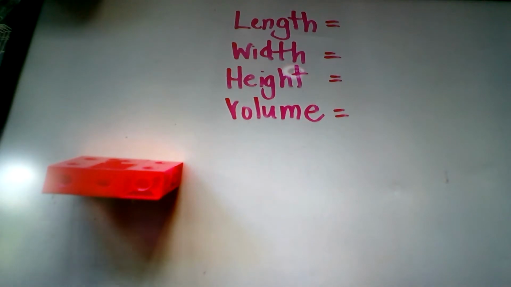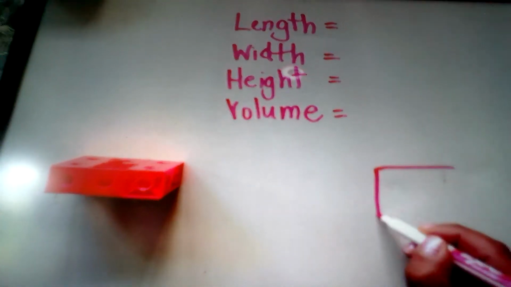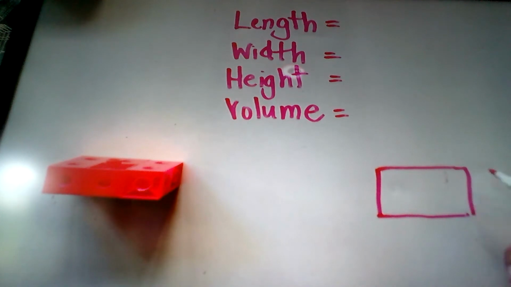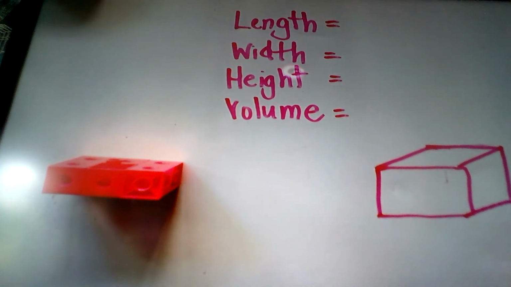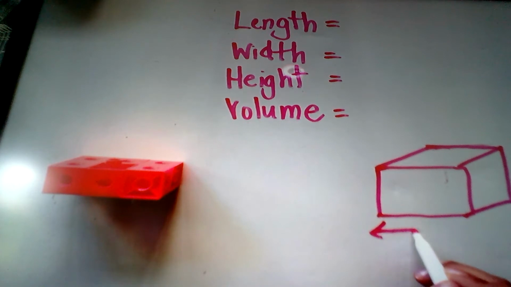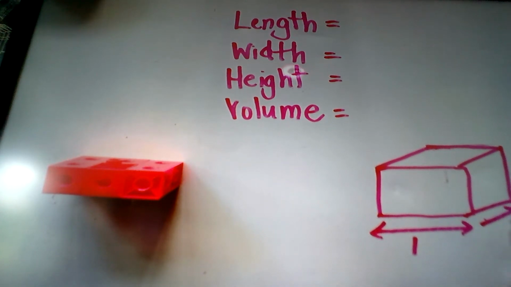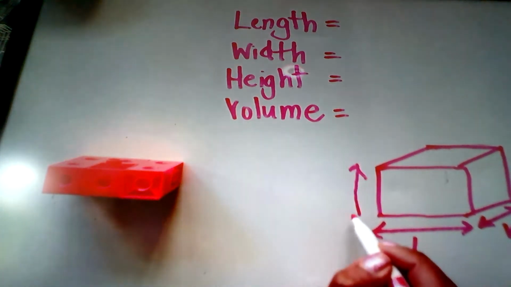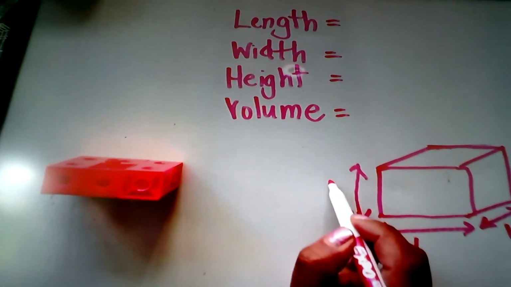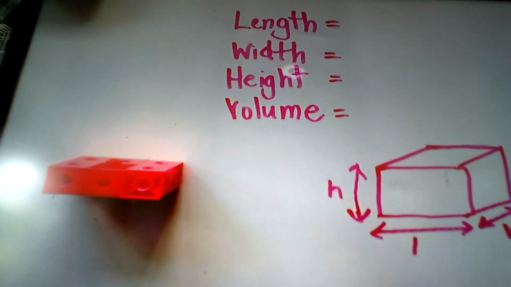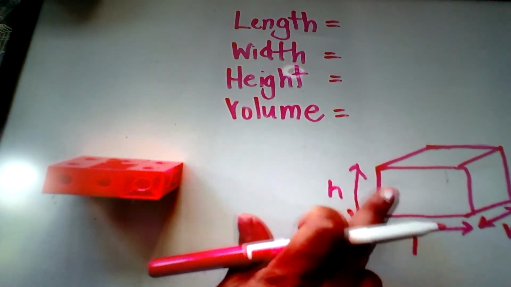So if I have a three-dimensional shape, a rectangular prism, which is what I have now, the length is how long it is across. The width is how wide it is. And the height, obviously, is how tall it is. So we have our length, our width, and our height.